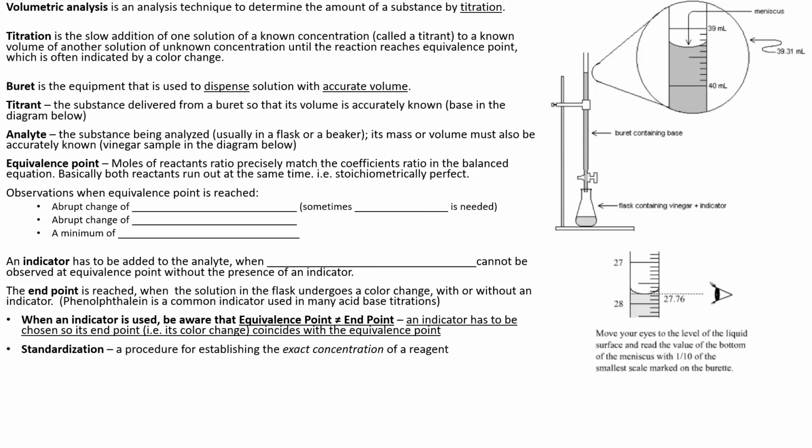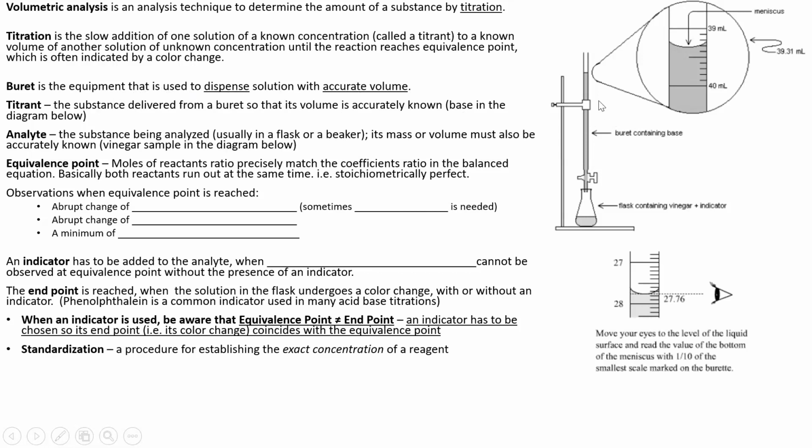Volumetric analysis, that's one of the words for this. Volumetric analysis is a technique that's used to determine the amount of a substance by titration. Now let's identify what titration is. Titration is the slow addition of one solution of a known concentration, which we call the titrant, to a known volume of another solution of unknown concentration until the reaction reaches an equivalence point, which is often indicated by a color change.